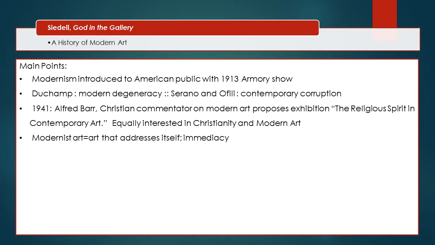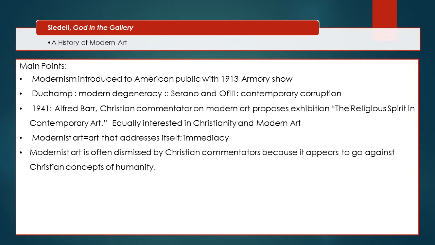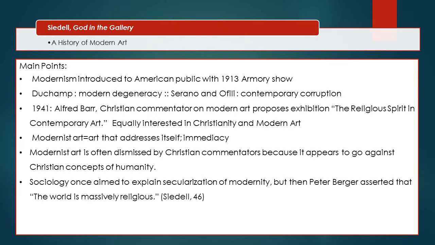And Seidel also makes a connection that modernist art is art that addresses itself, and it's concerned with the immediacy of its aesthetics. Modernist art is often dismissed by Christian commentators because it appears to go against Christian concepts of humanity. It can be challenging. And then I also really appreciated the sociological point of view of modernity and religion here.